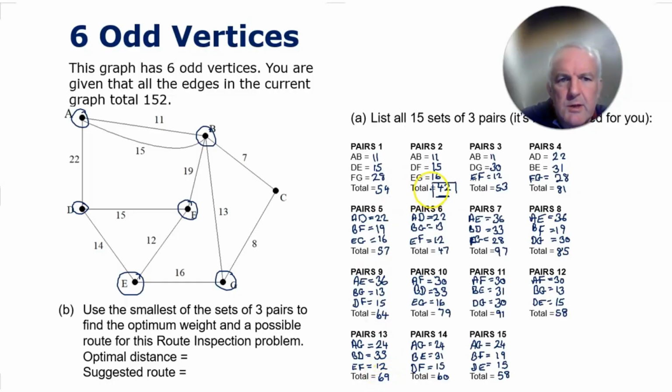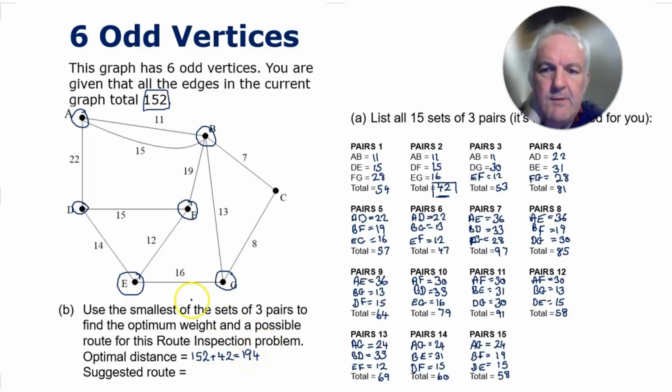So look, the lowest one is 42. Apparently they all add up to 152. So the optimal distance now again is 152, assuming I've done that bit right, and it would be easy to have gone wrong, is 194. Do I think you're going to get asked to do all of that? No. The questions I've seen kind of give you part of that question.